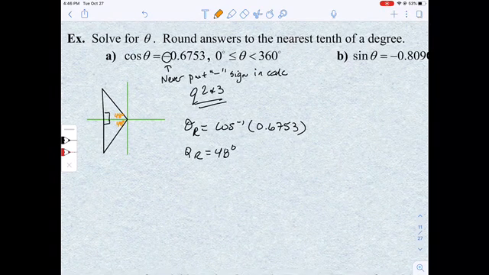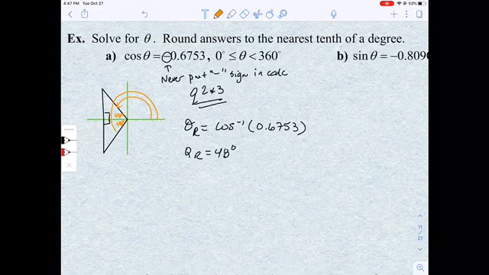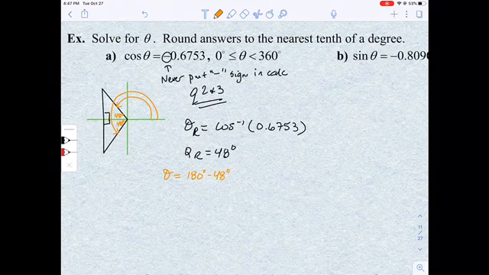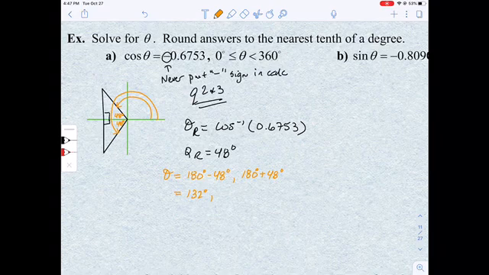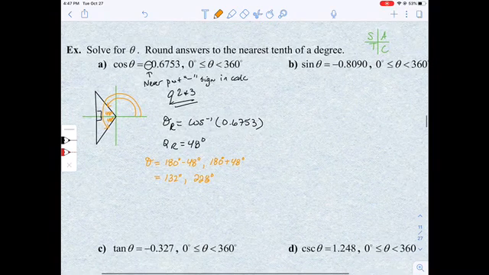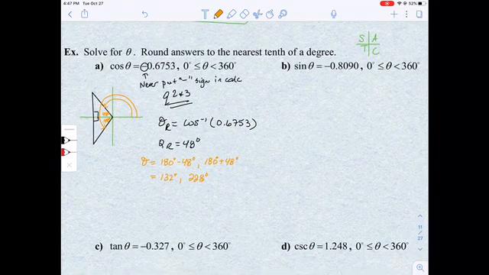Theta is my initial and standard position angle. So there's one of my angles, theta, and my other angle is right here. So theta is actually 180 minus 48 degrees and 180 plus 48 degrees, which is equal to 132 degrees and 228 degrees. And I really wish you guys were with me because you could yell out those adding and subtracting. How you guys are so fast at that.